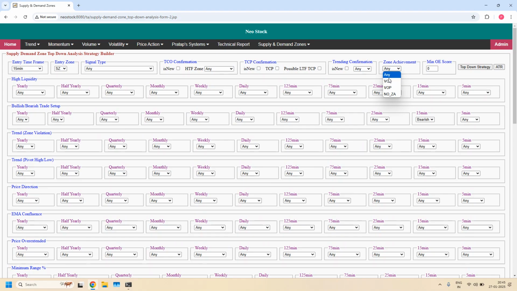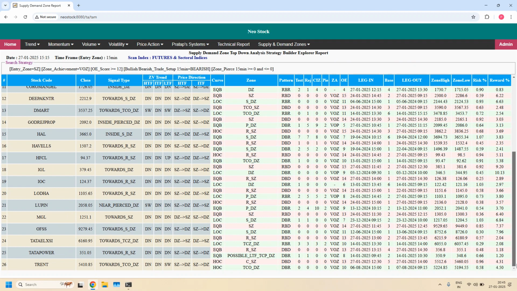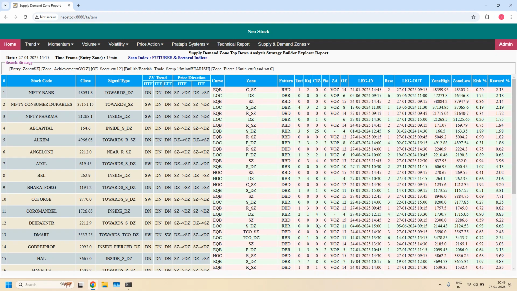Zone achievement violated opposing zone, minimum odd enhancer score 12. All 3 filters are applied to the 15 minute supply zone. Let's filter. We got 26 stocks, and all these 26 stocks are supporting the bearish trade setup for daily income trade, and the entry time frame zones are 15 minute supply zones. So first 15 stocks in the list.